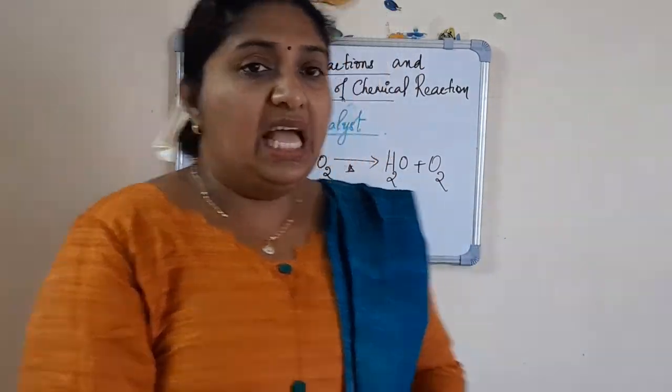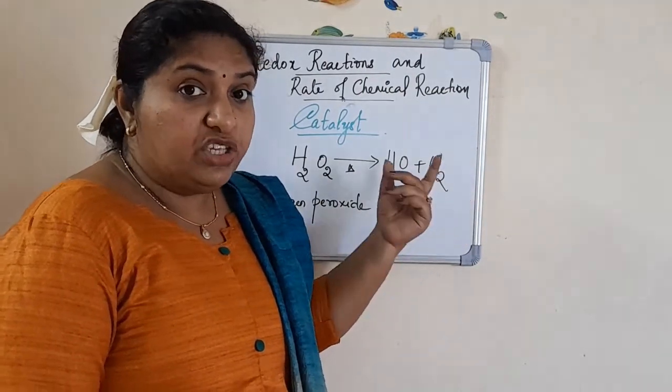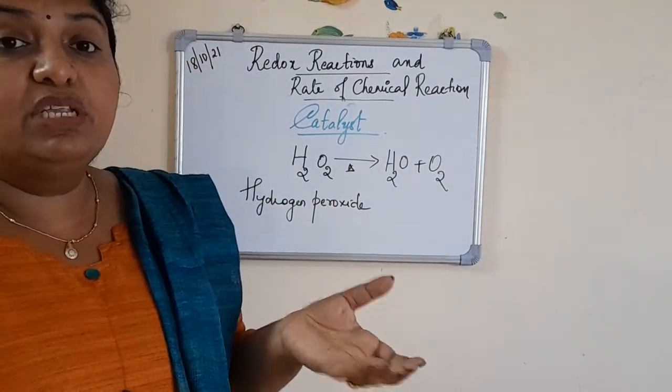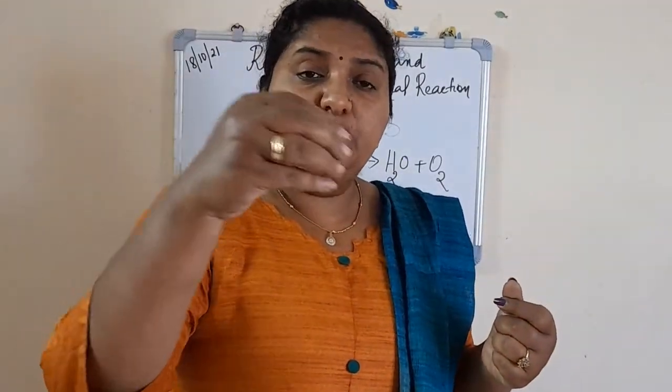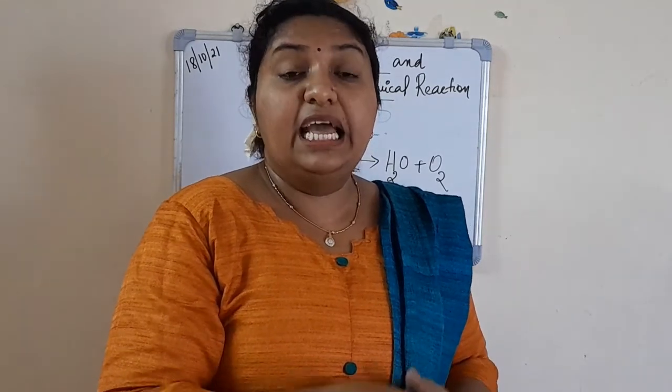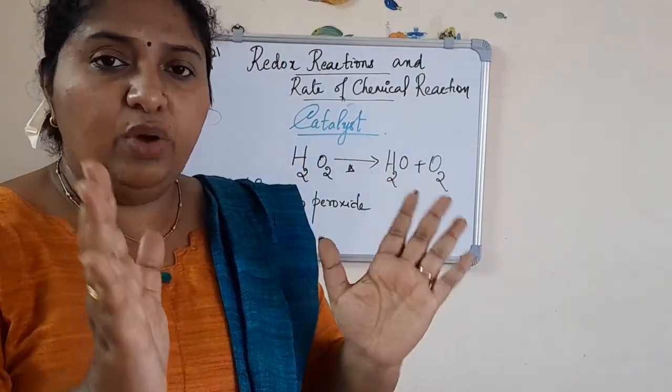test tube. Since the gas liberated is oxygen, what happens? Oxygen is a gas which supports burning, isn't it? It supports combustion. So when I put this burning incense stick into the mouth of the test tube, the incense stick burns brightly. Okay, so that much you understood, no?